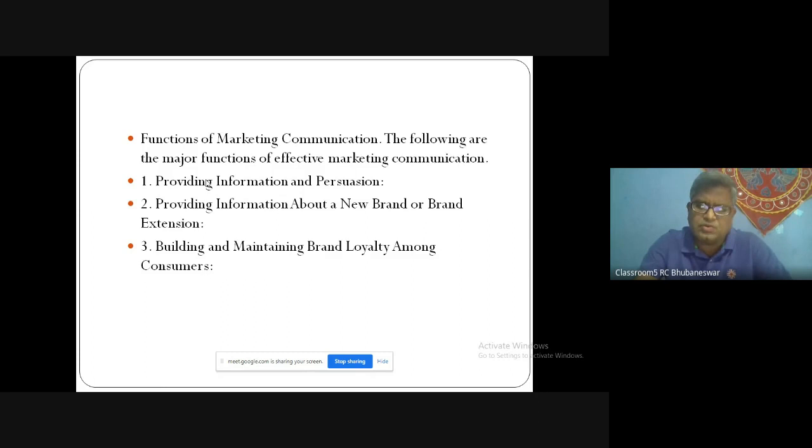Means you persuade through marketing communication to purchase the particular product, or enhance the sale of the particular product, and provide information about a new brand or a brand extension also. If you talk about a new brand, you see the Bajaj Chetak electric version has arisen at present, which is new in the particular market. If you talk about brand extension, TVS Motors also introduced a new electric version, their iQube. This is also a type of two wheeler introduced in the market.